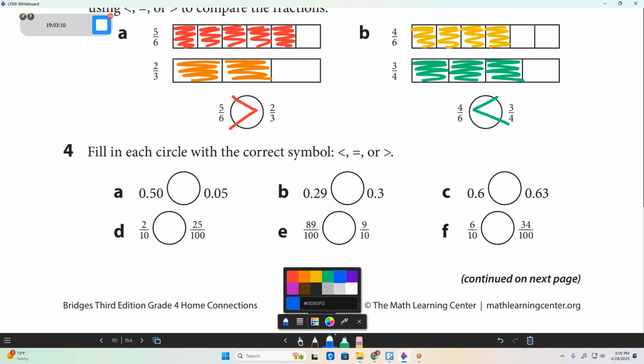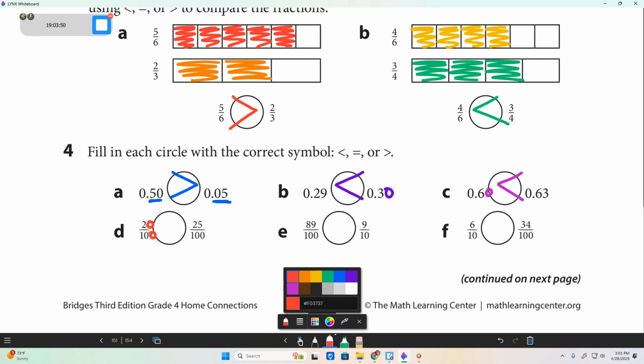Like letter A, already great because they both go up to the hundredths place already. So just ask yourself, what's bigger, 50 or 5? 50 is bigger. All right, for letter B, now they both go up to the hundredths. What's bigger, 29 or 30? 30 is bigger. And then ask yourself, what's bigger, 60 or 63, right? If one of the numbers goes up to the hundredths place, make them both go up to the hundredths place. If one of the denominators is 100, make the other denominator 100. And if you multiply the bottom by 10, you better multiply the top by 10.